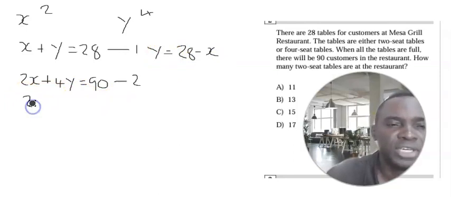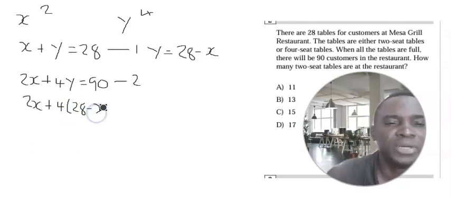So what you have here will be 2x plus, I will substitute that value. Then 4 was our y. From the first equation, our y is 28 minus x. And of course you put this in a parenthesis. So this will give you equals to 90. The next thing is for you to expand this.